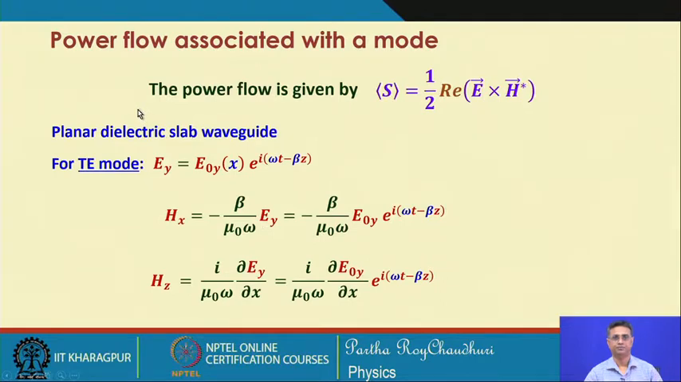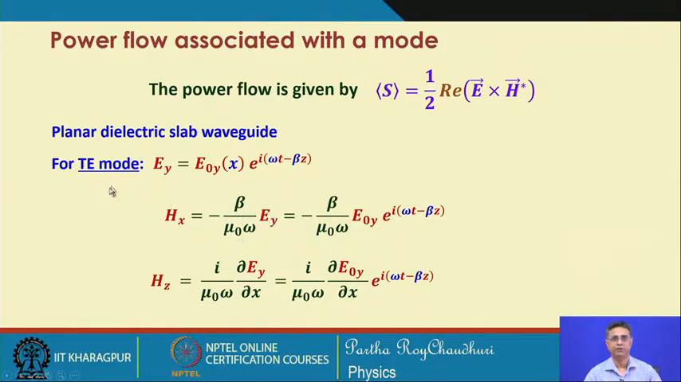So, power flow associated with a mode. Know that the power associated with a mode can be determined from the calculation of Poynting vectors. Time average of S is equal to half the real part of E cross H star, where H star is the complex conjugate of the magnetic field vector. First, we will consider the case of a planar dielectric slab waveguide and the TM modes, and we will see that this understanding, this calculation, is also valid for the other modes and approximately valid for almost all such waveguides.